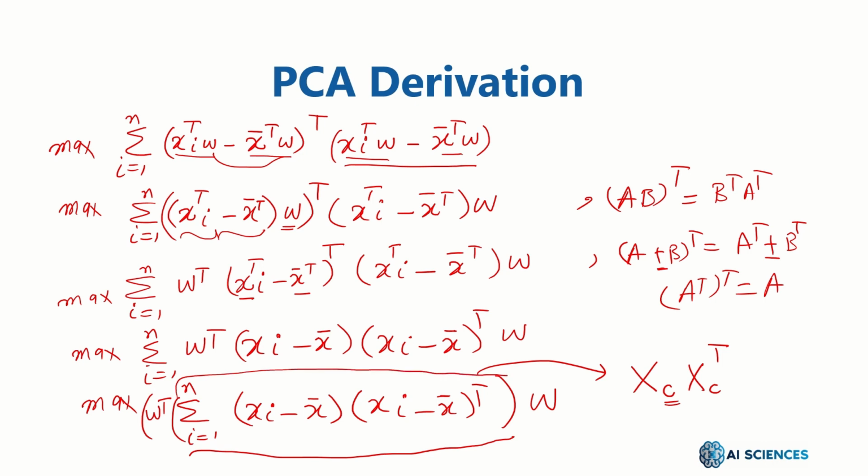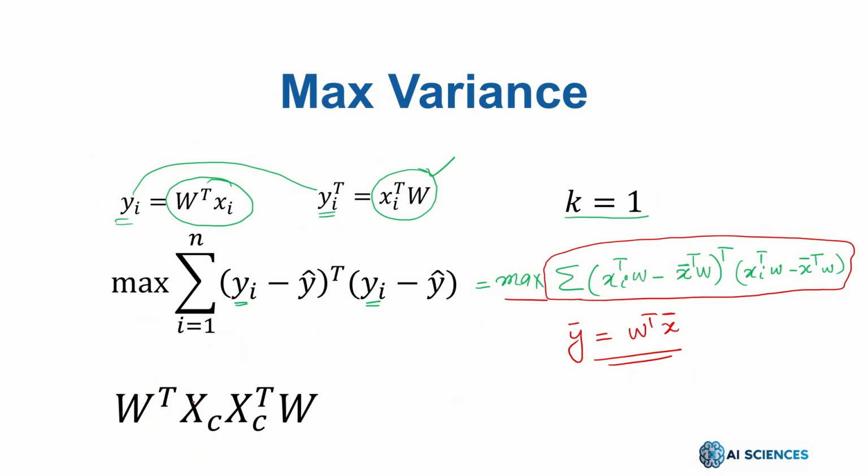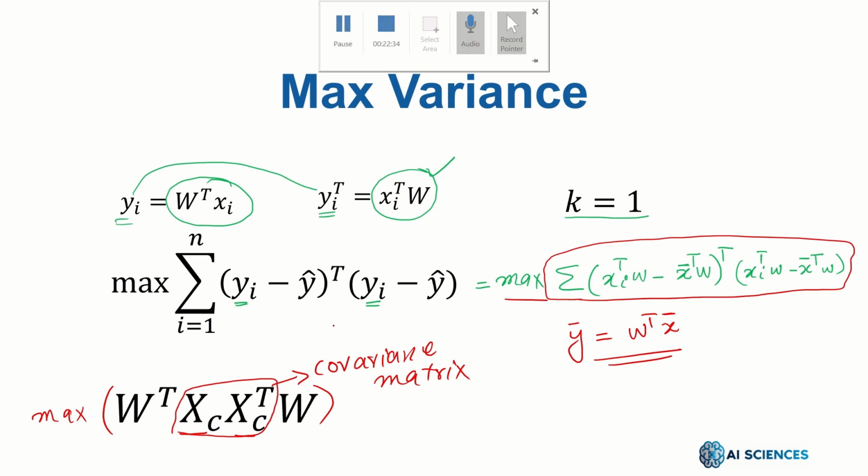So the actual goal that eventually comes up is the following: you have w transpose, Xc, Xc transpose, w, and you need to maximize this. It turns out that this matrix is sometimes called the covariance matrix from the data. This covariance matrix can be completely computed from the data.